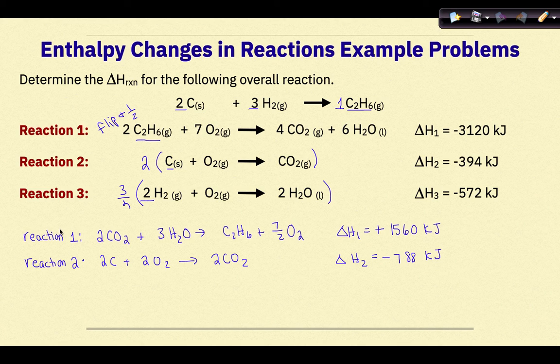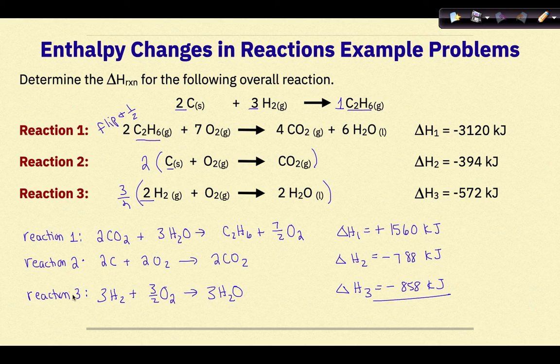For reaction 3, I'm going to multiply this entire reaction by 3 halves. Notice here, 3 halves times 2 will give me 6 halves, so I can reduce that down to 3. Same thing here. 3 halves times 2 will also give me 3 moles of water. I'm also going to multiply my delta H3 by 3 halves, but again, keeping the sign the same.